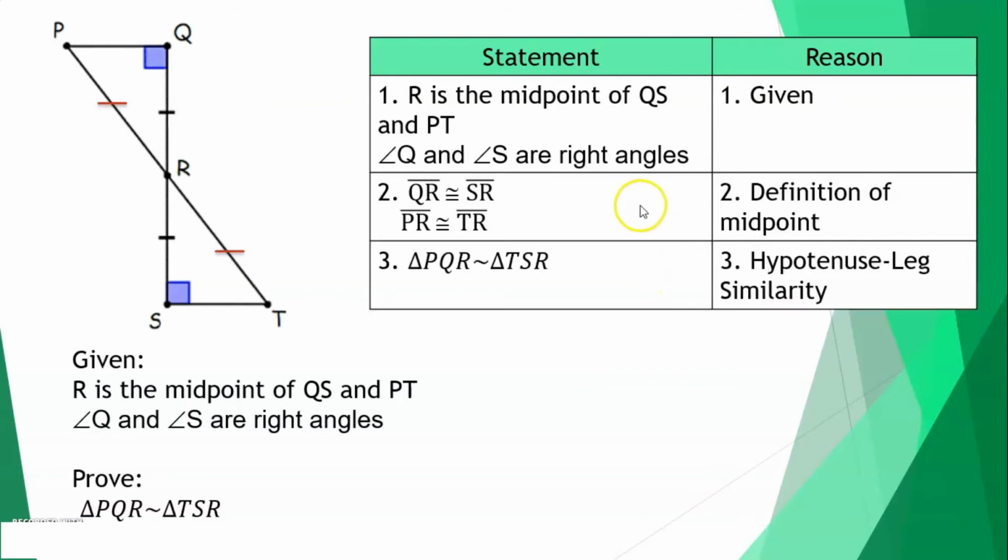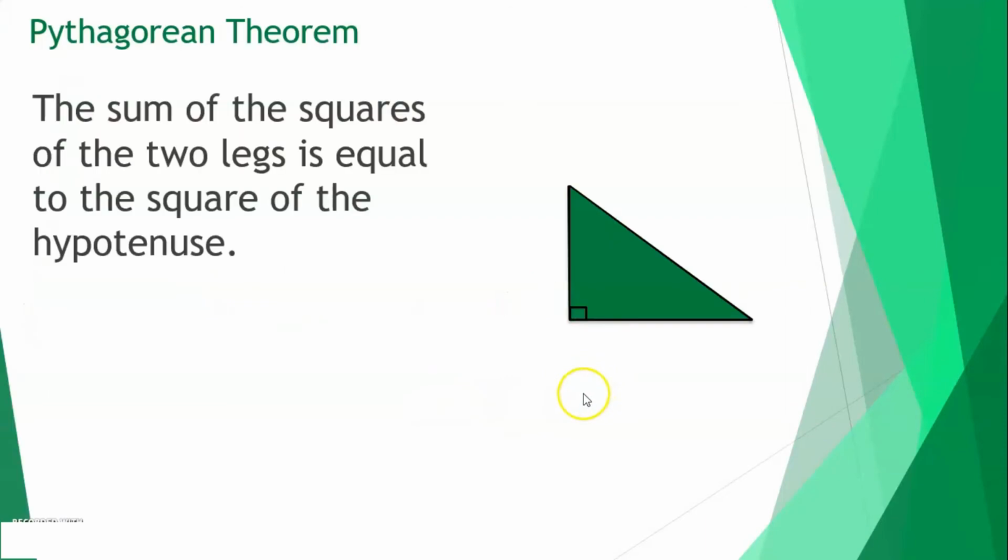Next, we can say that triangle PQR is indeed similar to triangle TSR, and that is based on the hypotenuse-leg similarity theorem. The Pythagorean Theorem states that the sum of the squares of the two legs is equal to the square of the hypotenuse. So when you say Pythagorean Theorem, it only involves right triangles.